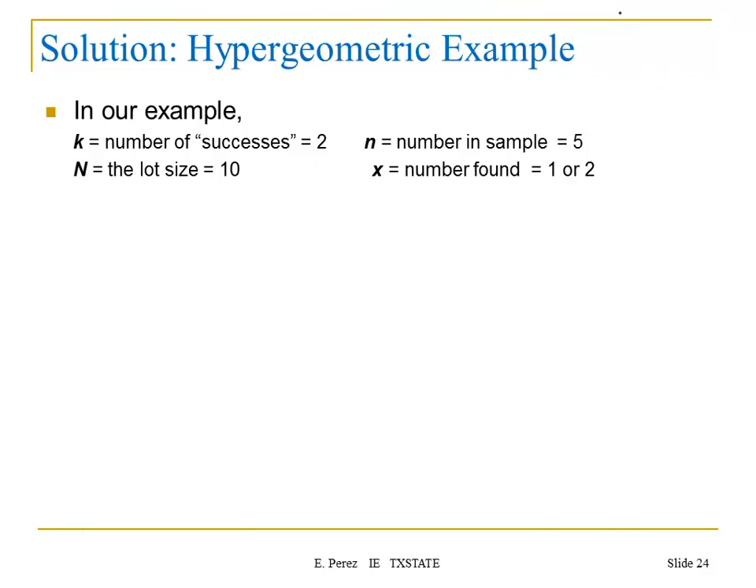So let's try to solve these problems. In our example, we have k, which is equal to the number of successes, and this is equal to 2. Remember, 2 out of the 10 are the ones that are defective. We have capital N, which is the size of the lot, which equals 10. And we know that we're only looking at a smaller sample to do the testing. In this case, the size of that sample is 5. Are we clear up to there? So we have 10, we are only looking at 5 of them, and we know that 2 of them are defective.